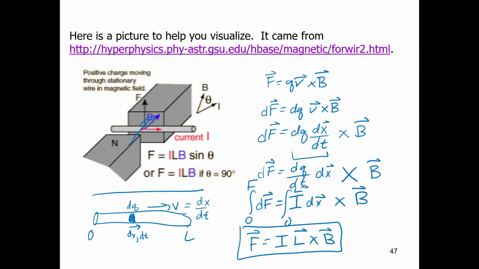Now it's a cross product, which tells us that the force is going to be largest when our wire and our magnetic field are perpendicular to each other. And we're still going to be able to use our right-hand rule. We use the right-hand rule for the conventional current, because we assume that our conventional current is the movement of positive charges, and our right-hand rule always works for positive charges.